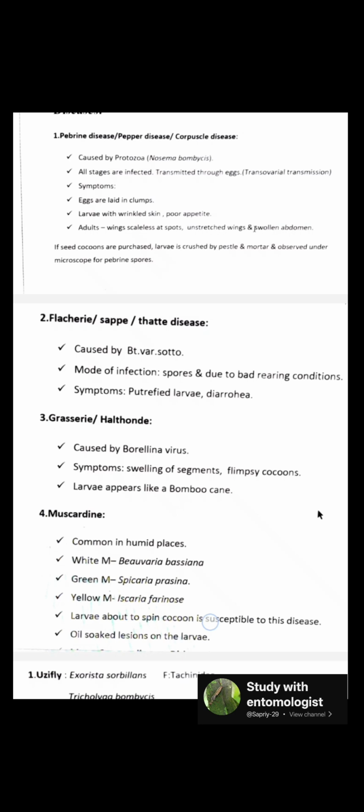If seed cocoons are purchased, first we have to crush them with a pestle and mortar, then we have to observe them under the microscope for pebrine disease, and this is known as the mother moth examination. It happens in case of pebrine.